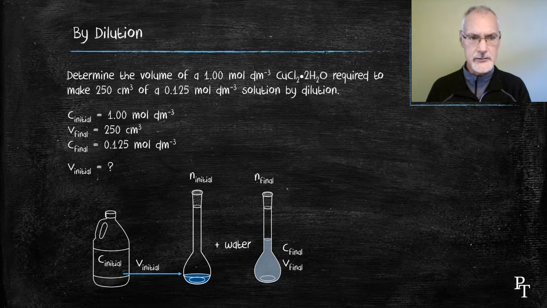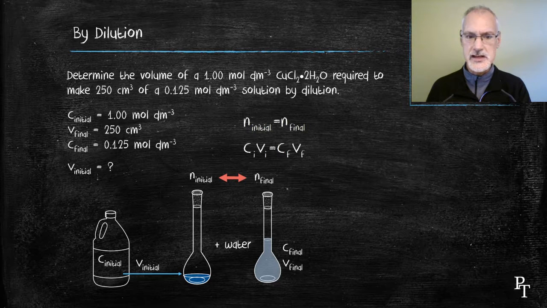Now, what's interesting in this case is the addition of water doesn't change the amount or the moles of solute that you add. They're just more spread out. So these two values must equal each other. So I'm going to start with that and derive an equation. My number of moles initially must equal my number of moles finally. Hence, concentration times volume of my initial state must equal the concentration times volume of my final state.